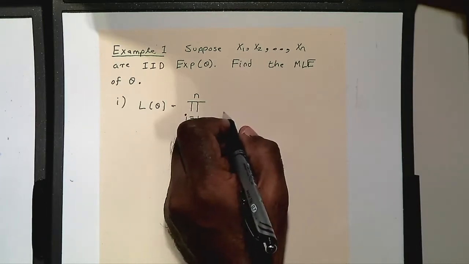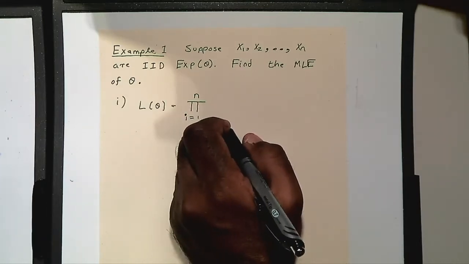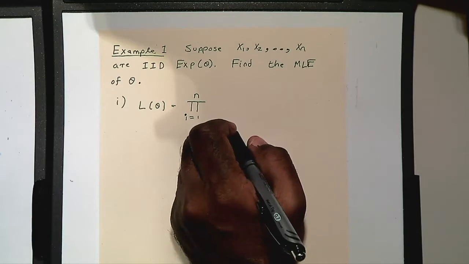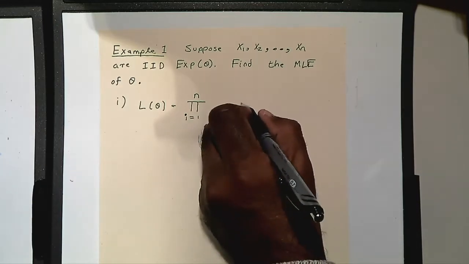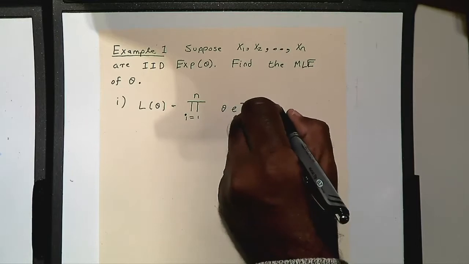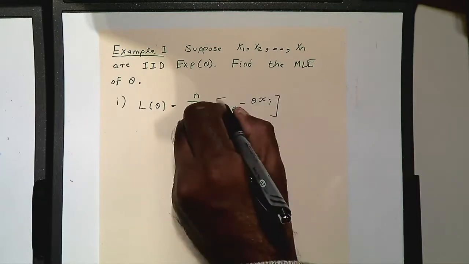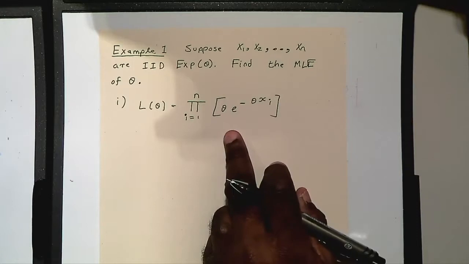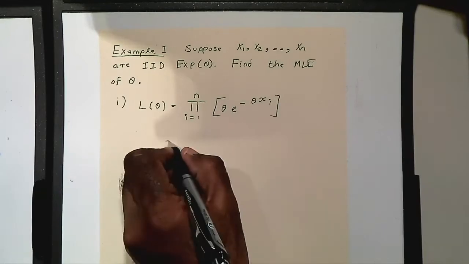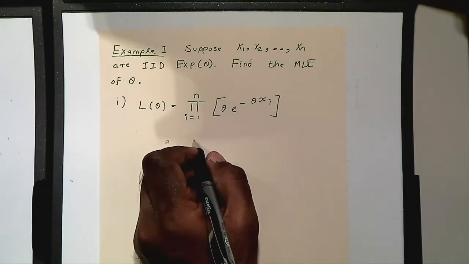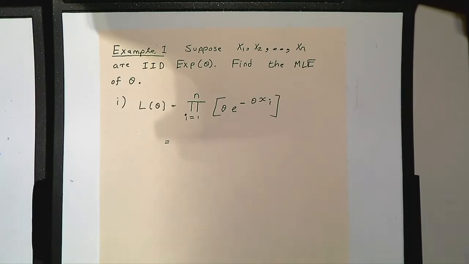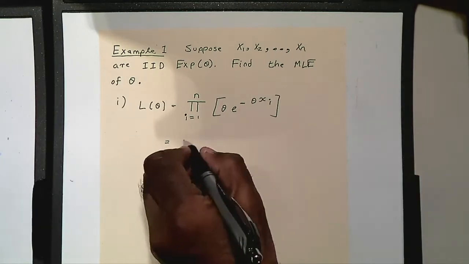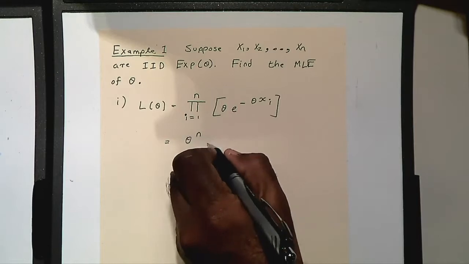Now, do you guys remember the density of exponential? The PDF of exponential is theta. If you don't remember, this is the PDF of exponential, right? Now, if you take the product, this is where, unless you're confident, you need to use the correct rules, all right? This is theta to the n.